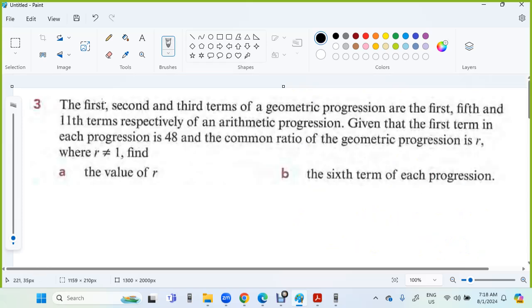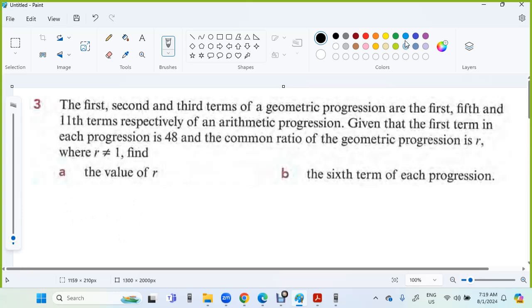Question number 3. The first, second, and third terms of a GP are the first, fifth, and 11th terms of an AP. Given that the first term in each progression is 48 and the common ratio of the GP is R, find the value of R.